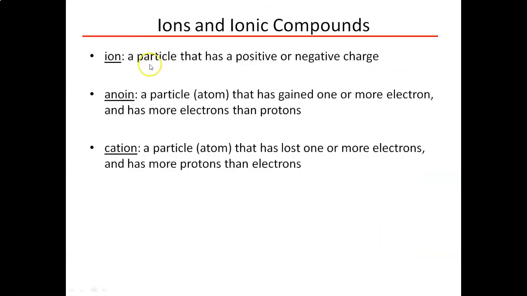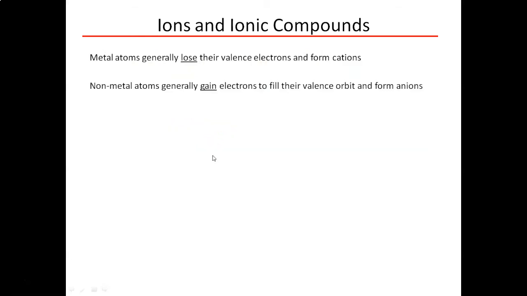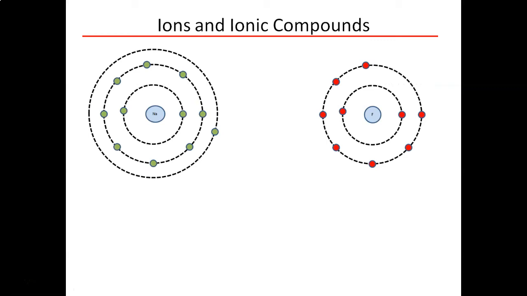So an ion is a particle that has a positive or negative charge, and an anion is one with a negative charge, and a cation is one with a positive charge. Now, what we've seen is metal atoms will lose their electrons, non-metal atoms will gain. Metal atoms will lose to non-metal.